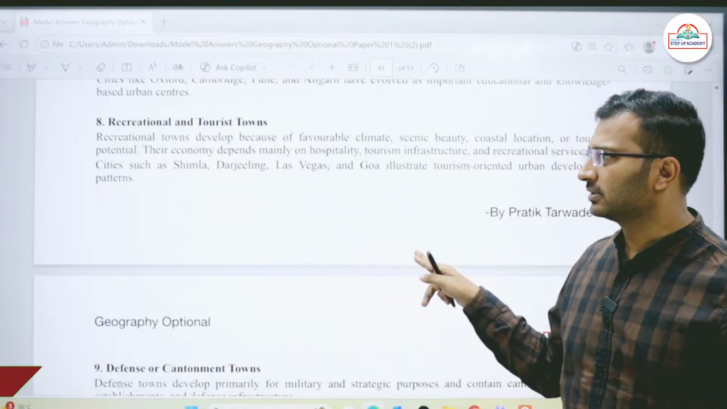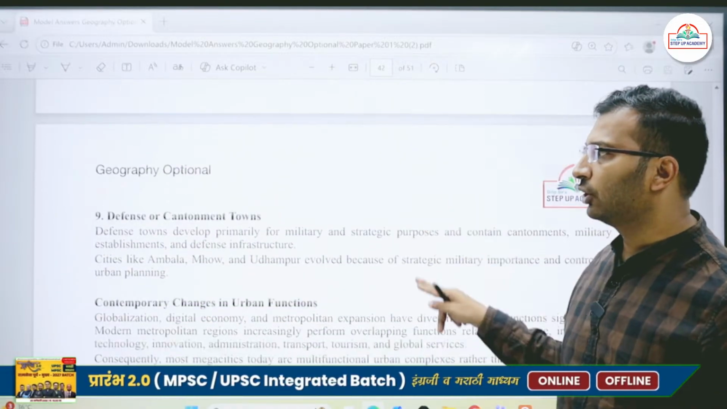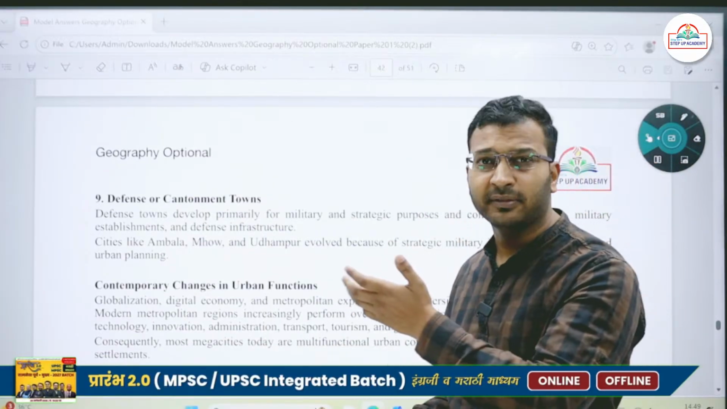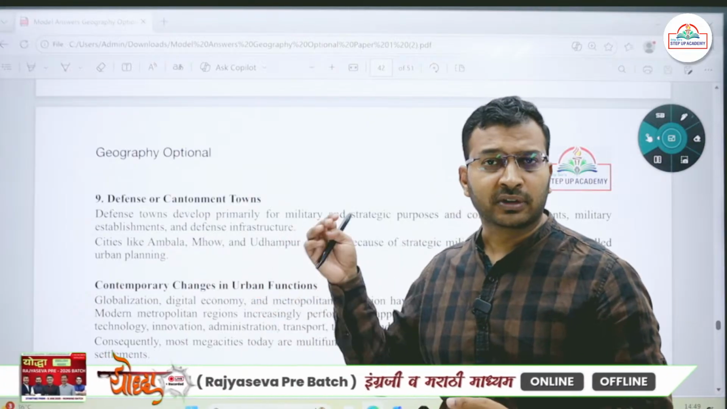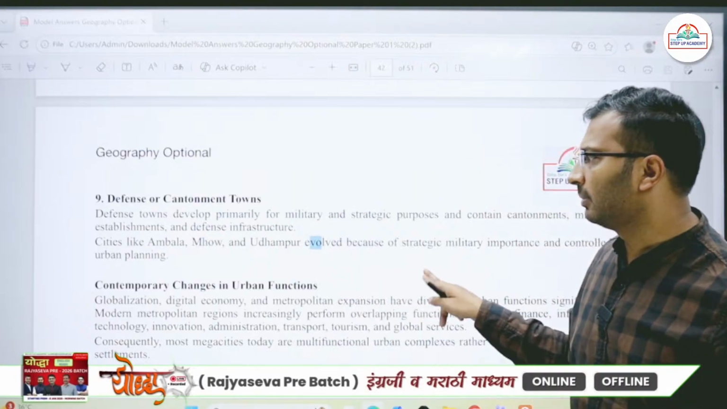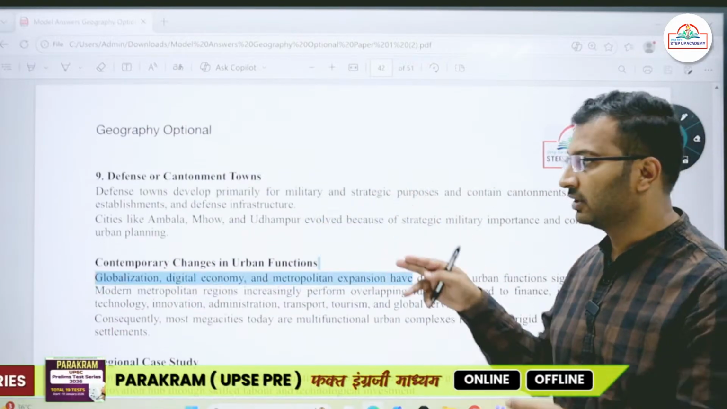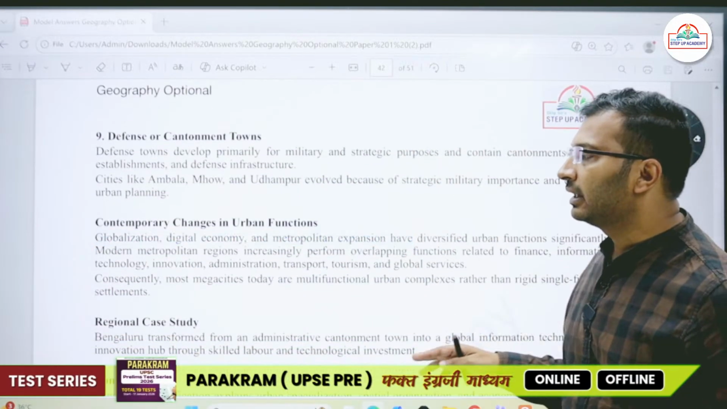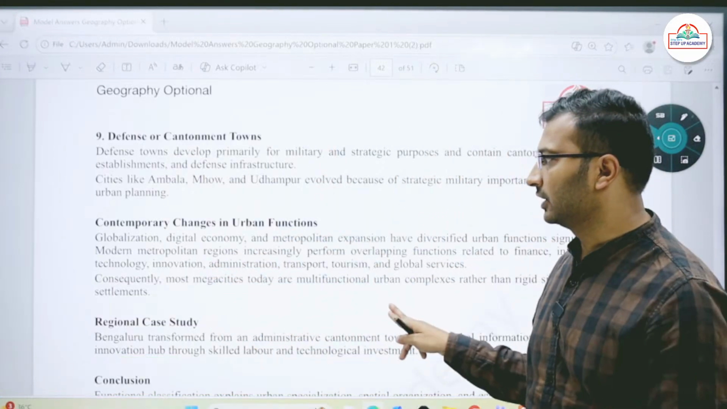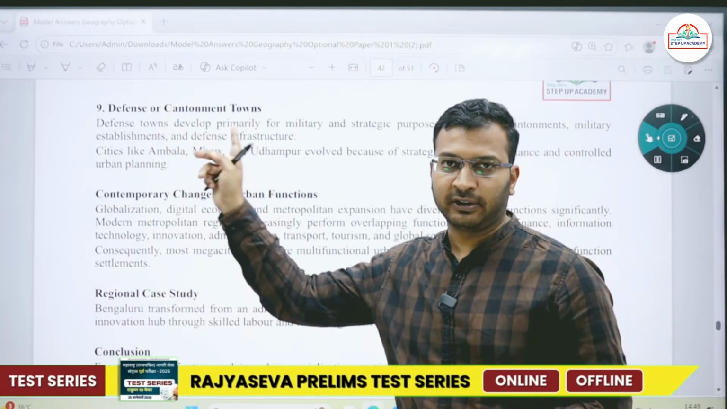Okay, different places. Then defense and cantonment towns: India is known for its cantonments. For example, we have I think 72 cantonments, which were created by the British for defense purposes. So we have cantonment towns. Ambala cantonment is there, Mhow is there, Pune here itself is present. Then there are some contemporary changes also taking place in the urban functions, depending upon which the classification will change. Again, the factors are the same.